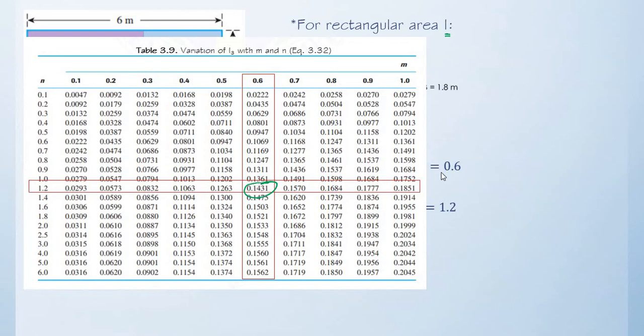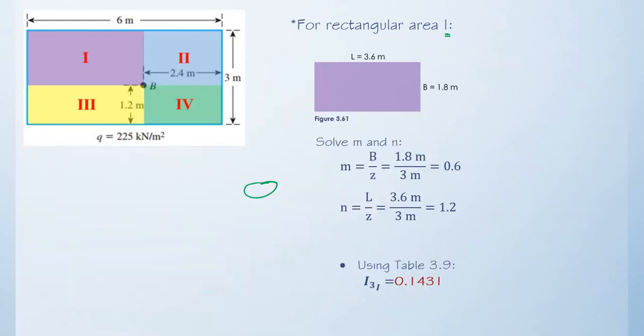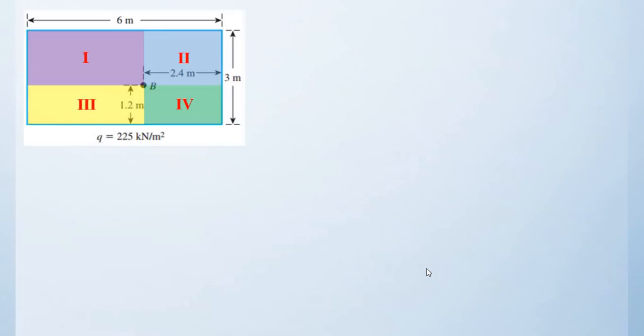Now, if the values of m and n are not found in the table, you can do an interpolation, but it is best that you use method 1, which is using the equation that was given to solve for the value of I_s3. So from the table, the value of I_s3 for rectangle 1 is 0.1431.